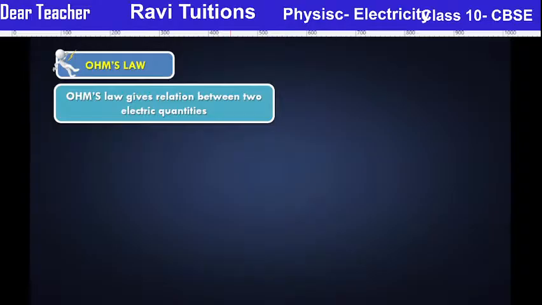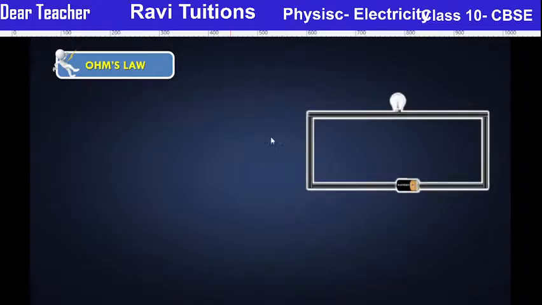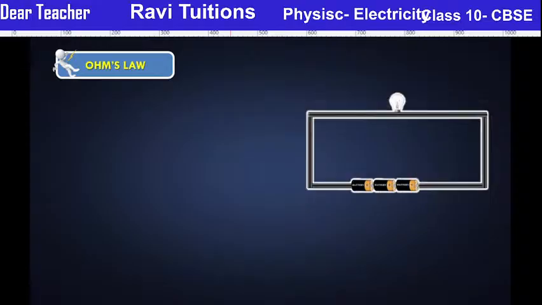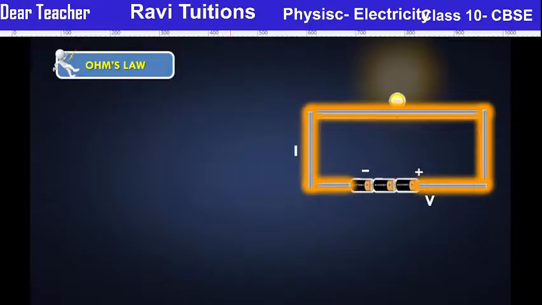Ohm's law gives the relation between two electric quantities. What are the two quantities? There is a circuit, a battery cell is there. In that cell, V is the potential difference, right? And two batteries are there. So V is the potential difference, and there is a bulb. Okay. Now these three cells are there. All the three cells are connected in series.